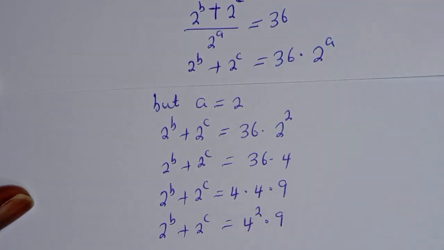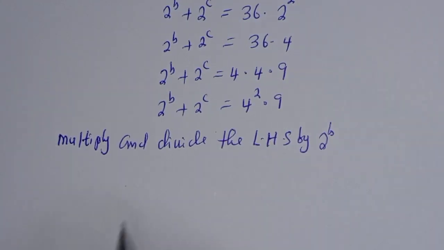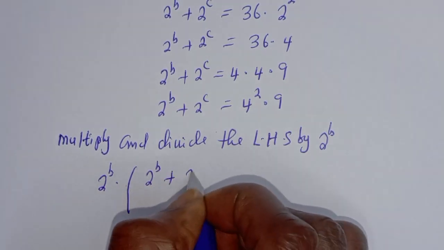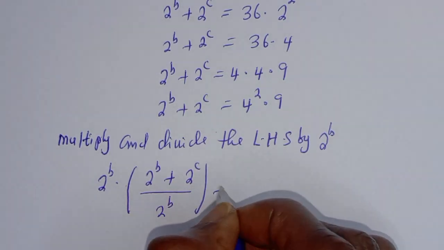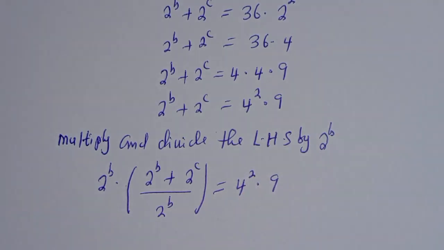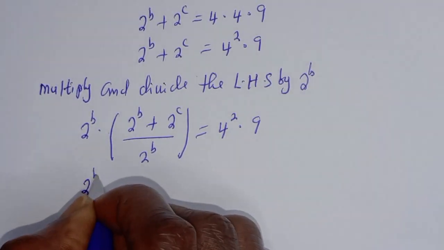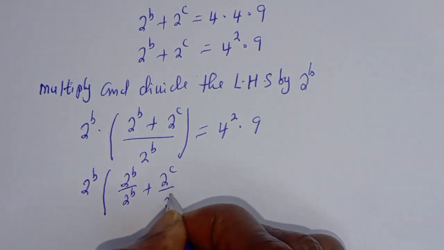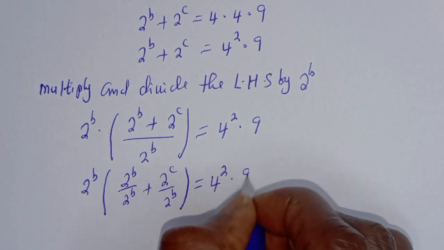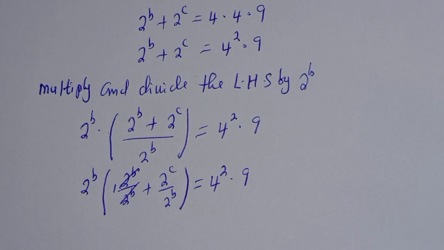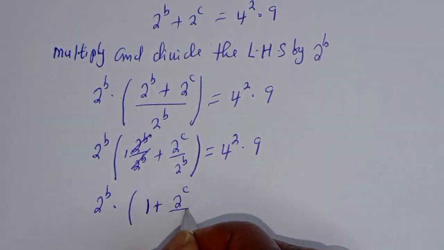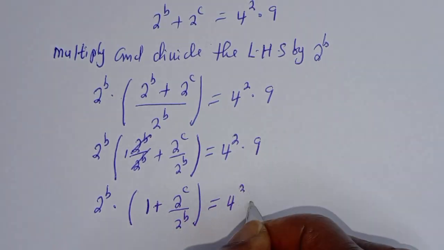Also, let's multiply and divide the left-hand side of this equation by 2 to the power of b. So this is 2 to the power of b multiplied by 2 to the power of b plus 2 to the power of c over 2 to the power of b is equal to 4 squared multiplied by 9. This is 2 to the power of b bracket 2 to the power of b over 2 to the power of b plus 2 to the power of c over 2 to the power of b is equal to 4 squared multiplied by 9. We cancel this, we have 1. This is 2 to the power of b multiplied by 1 plus 2 to the power of c over 2 to the power of b is equal to 4 squared multiplied by 9.